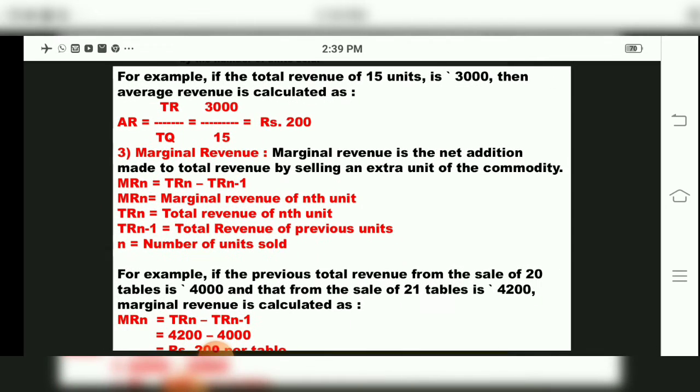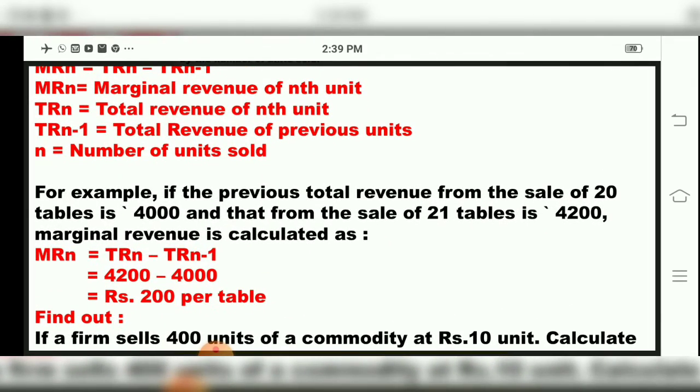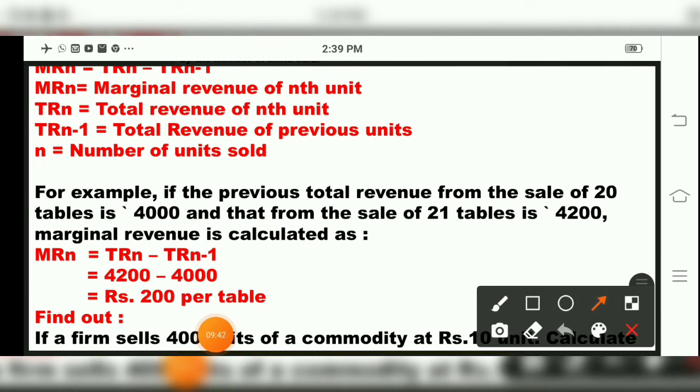So for example, if the previous total revenue from the sale of 20 tables is 4000, and that from the sale of 21 tables is 4,200, then what will be your marginal revenue? We calculate MRn is equal to TRn minus TRn-1, children. Now TRn is 4,200, the sale of 21 tables. So 4,200 minus 4,000 of the previous sale of tables. Subtracting, we got rupees 200 per table as marginal revenue.